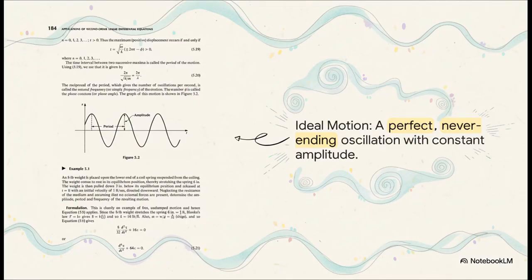And this visual really shows that perfection, doesn't it? Take a look. See how every single peak and every single valley hits the exact same height? That constant height is what we call the amplitude. And in this perfect little world, it never, ever changes. It's like a visual fingerprint for a system that has zero energy loss.